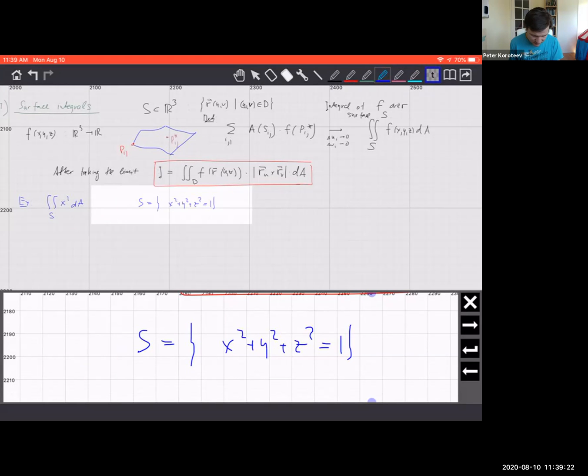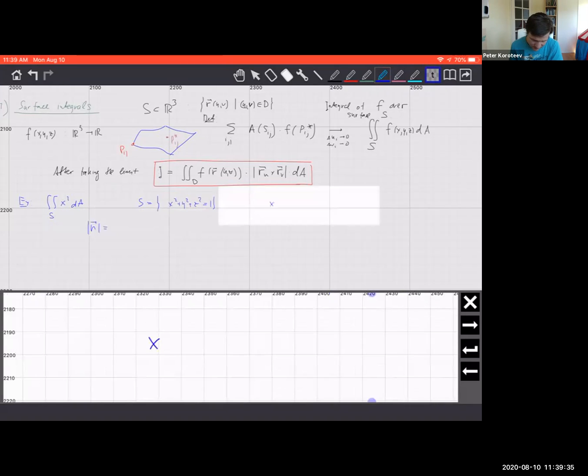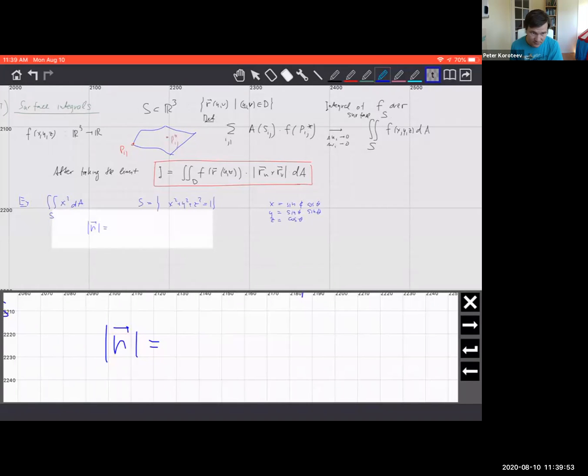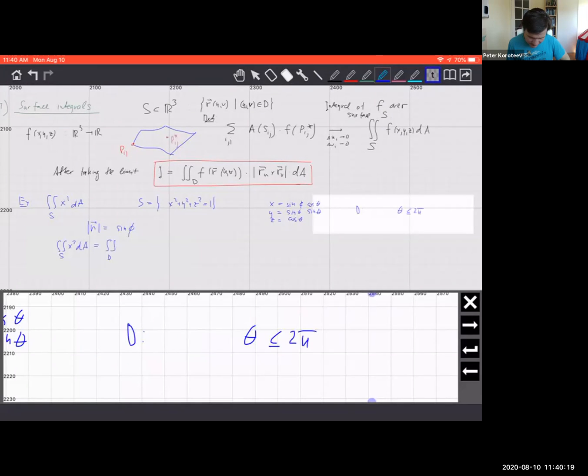Right, so we already know the answer for the normal vector here. The absolute value of the normal vector in spherical coordinates, right? So we switch to spherical coordinates where x is equal to sine phi cosine theta, y is equal to sine phi sine theta, and z is equal to cosine phi. As we calculated for the sphere of unit radius, the absolute value of the normal vector is equal to sine phi. And then therefore what we need to do is just to calculate over D, which in this case is a rectangle: theta between 0 and 2 pi, and phi between 0 and pi.